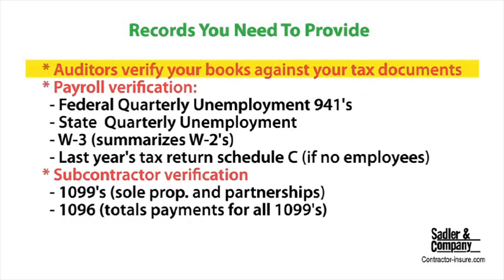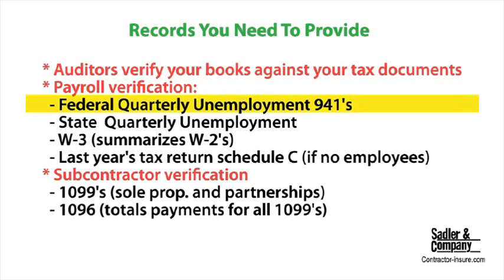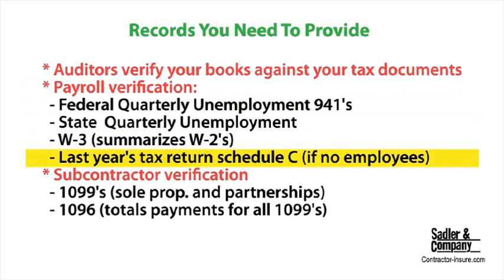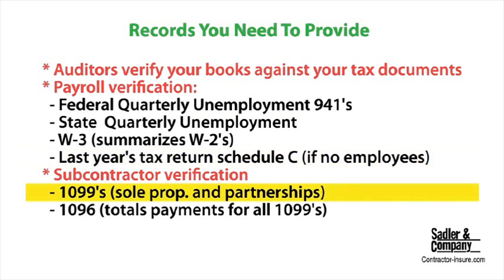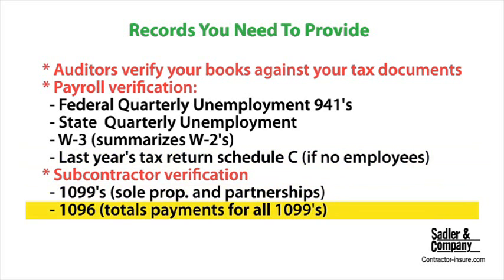Your auditor will want to verify that you're being honest about the employee and sub figures that you're showing on your books. They do this by comparing your books to what you report to the federal and state government on your tax records. For verification of payroll, the auditor can use your 941s or your W-3. If you don't have employees, they'll want to verify by looking at your last year's tax return for the Schedule C. For verification of your amounts paid to subs, the auditor will want to see your 1099s and your 1096 summary. For builders that don't issue 1099s to corporations and LLCs, the auditor will need to supplement this with your vendor list.